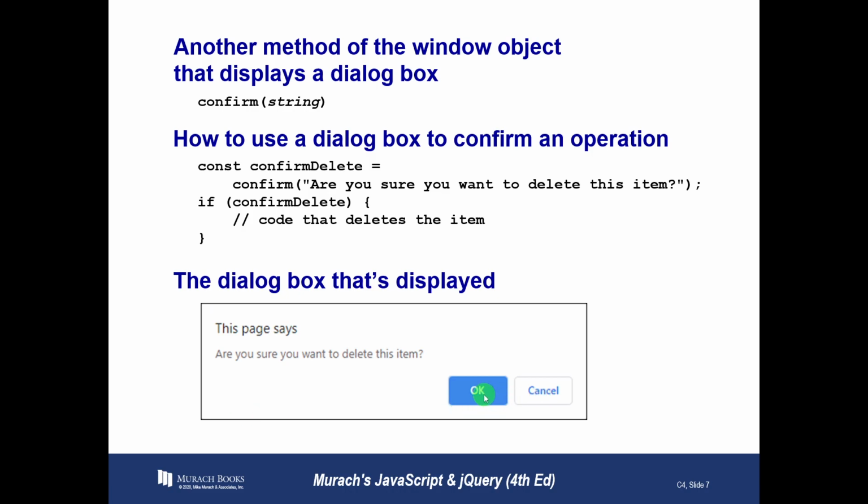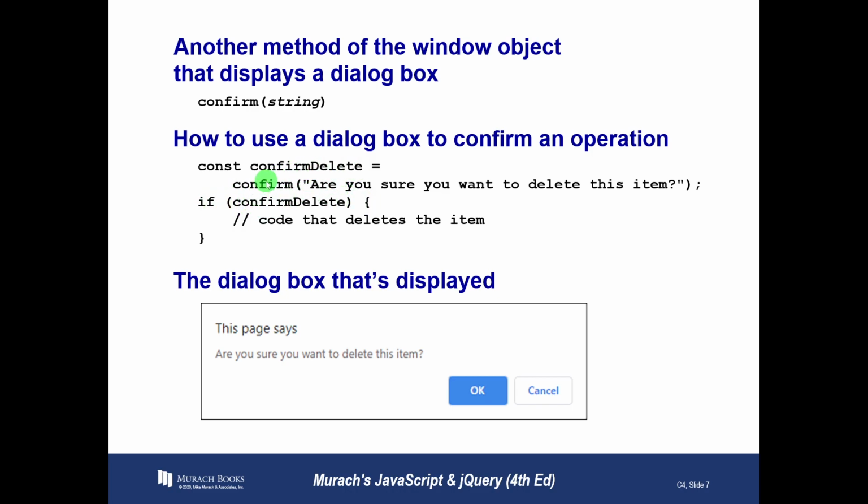If they click OK, this confirm method returns a value of true. If they click cancel, it returns a value of false. And that would be what would get stored in this variable called confirmDelete. So then we can use this constant in the if statement here.